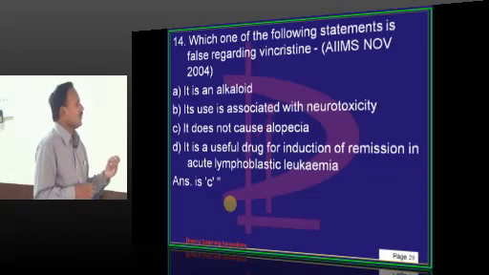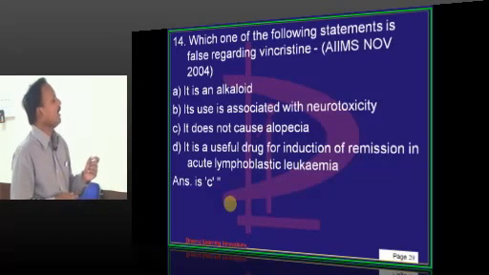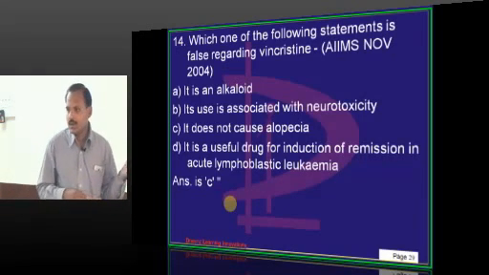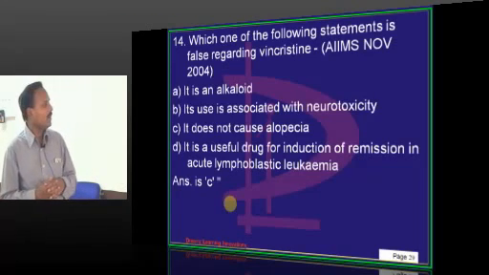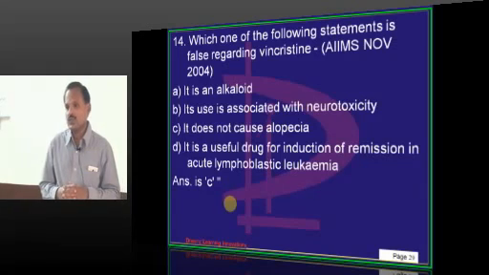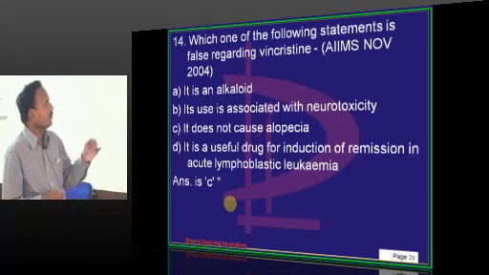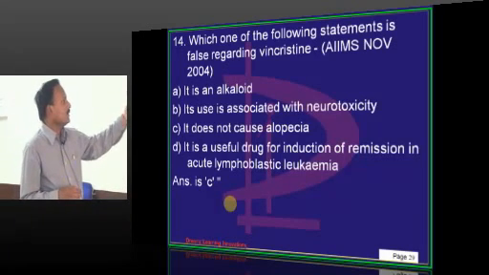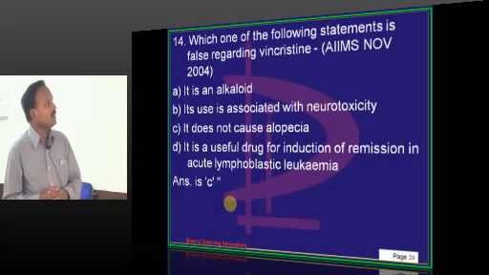"It is a useful drug for induction of remission in acute lymphoblastic leukemia" is correct. It is one of the important drugs used in induction treatment in acute lymphoblastic leukemia, along with methotrexate. So, now which is false? "It is not associated with alopecia" is false.